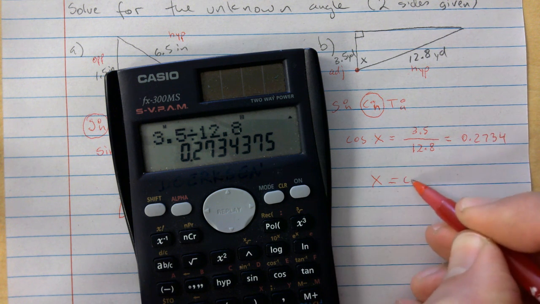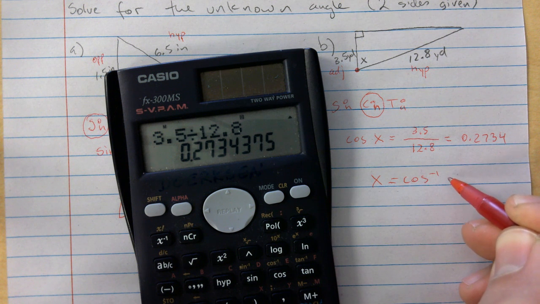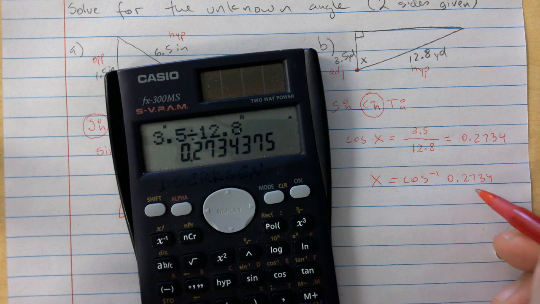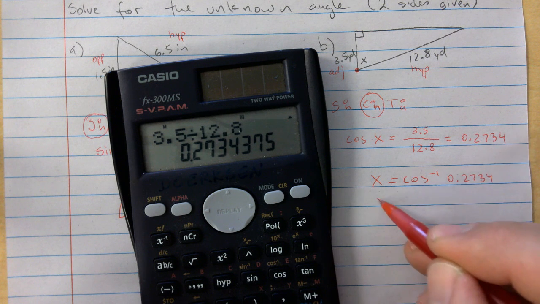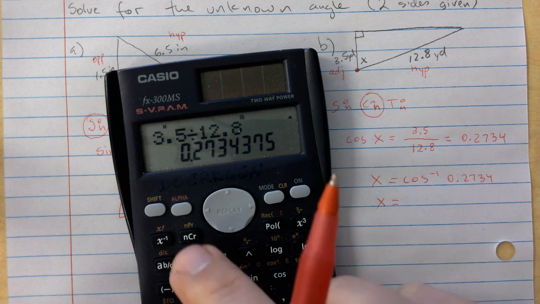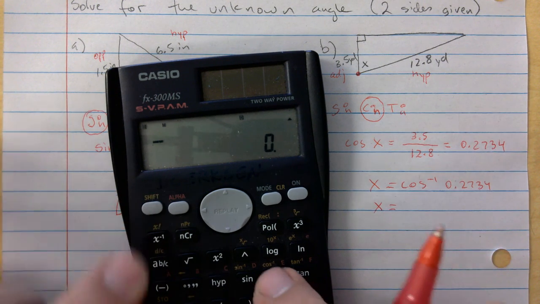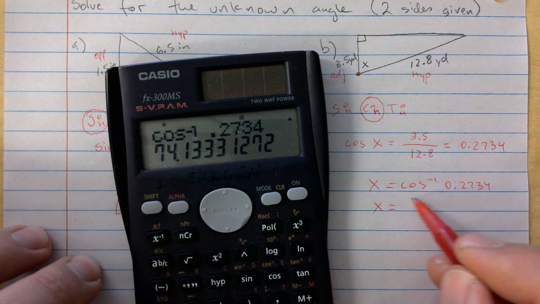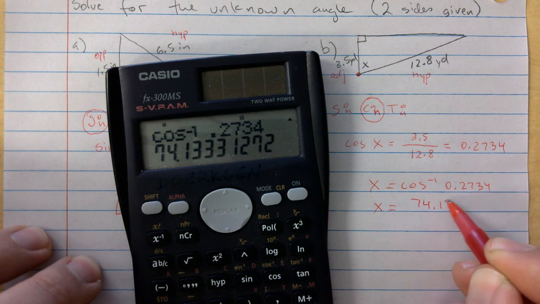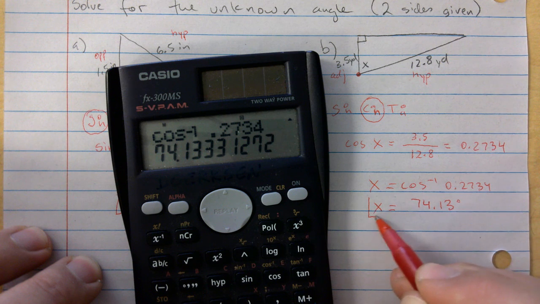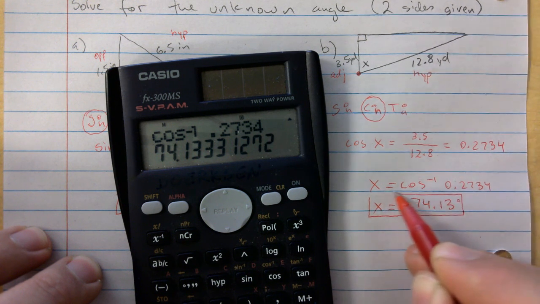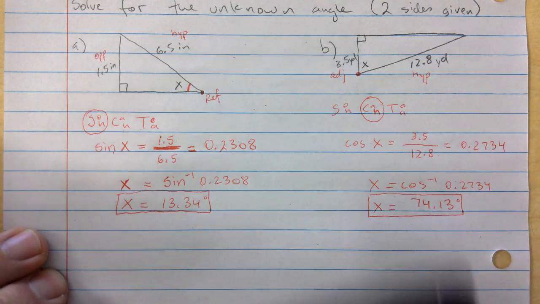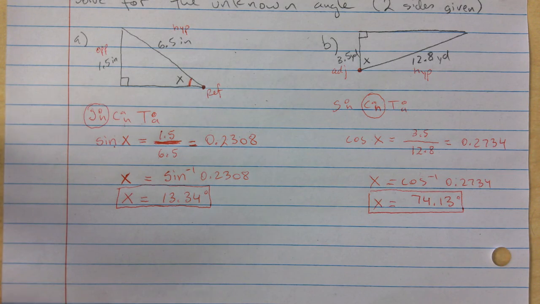So x is going to be cosine inverse of 0.2734. So it's inverse cosine of the decimal you just found. So you're going to go shift cos 0.2734, and that's 74.13 degrees. All right. So there you have it.